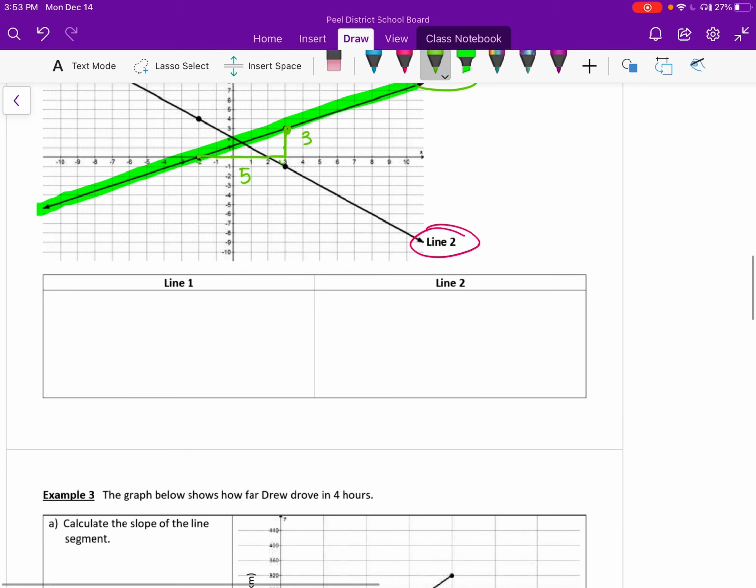So my slope, so my rise is going to be how many am I going up? 3. Run was I went over 5. My slope is going to be rise over run, 3 divided by 5. Sorry, I'm just going to go back and write this as slope. Getting ahead of myself there.